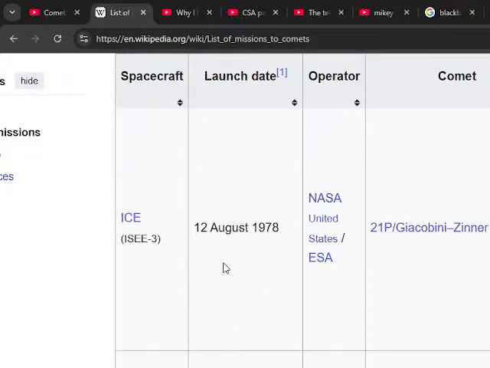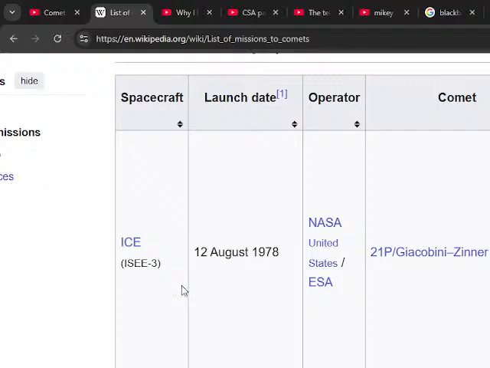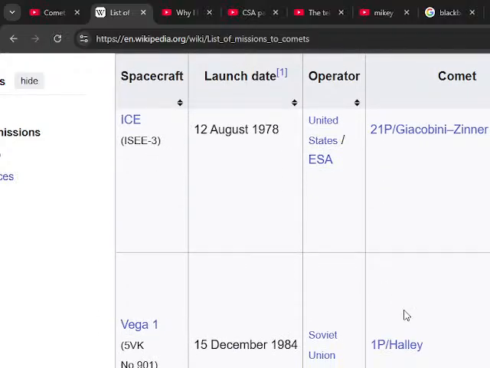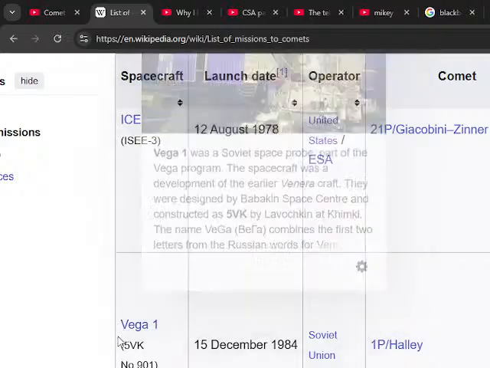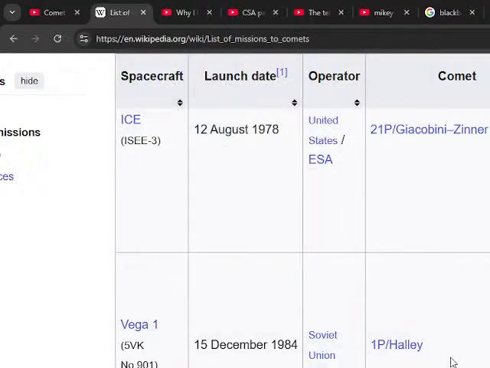There's ICE from NASA and the ESA, and that was launched in '78. That was to 21P, and I'm not going to pronounce it. Okay, how comets are named: the P means periodical. Another one would be C for comet, and it's usually how many they've been found. Like 1P Halley from Vega. Well, Vega 1 was a Russian probe sent to 1P Halley.